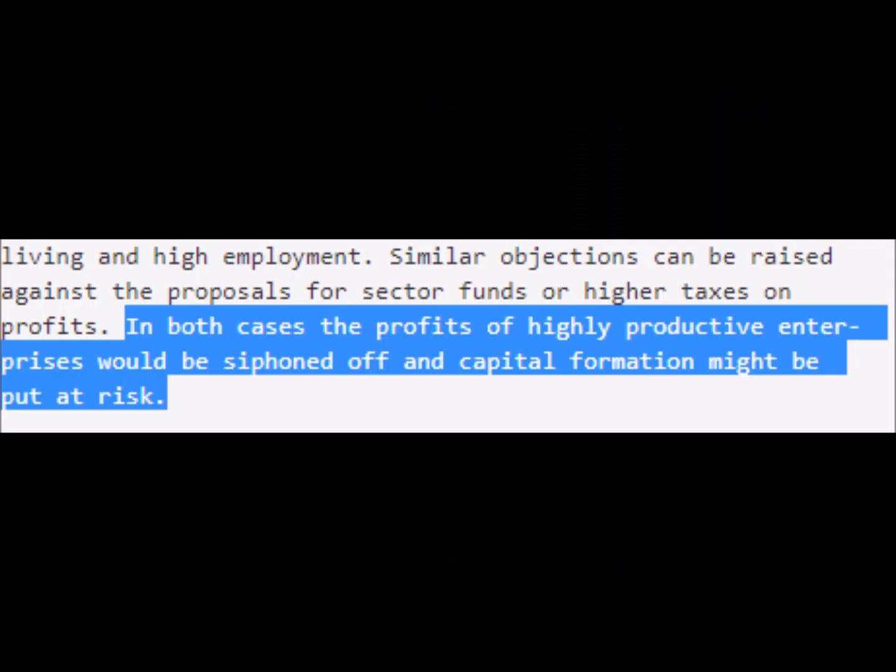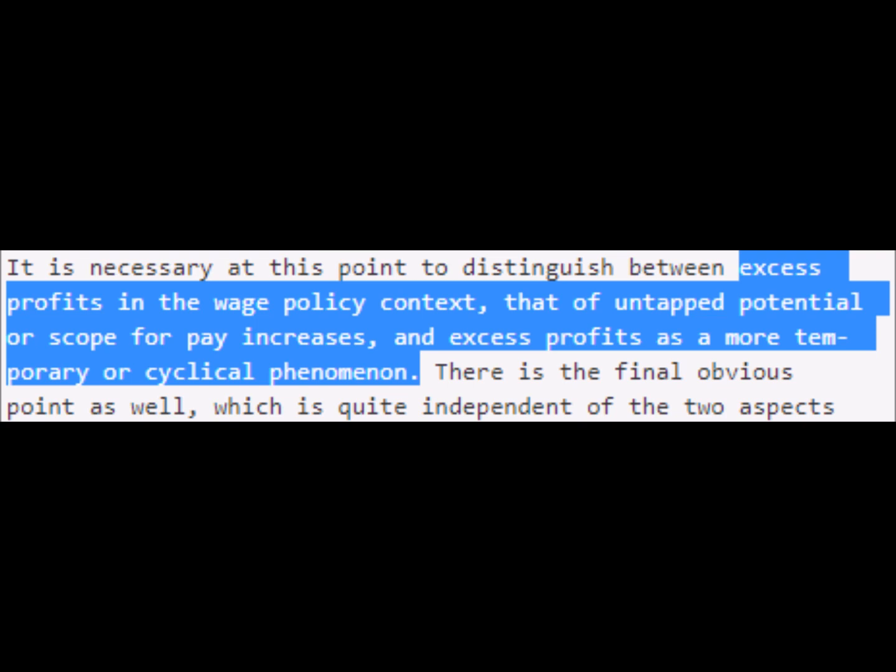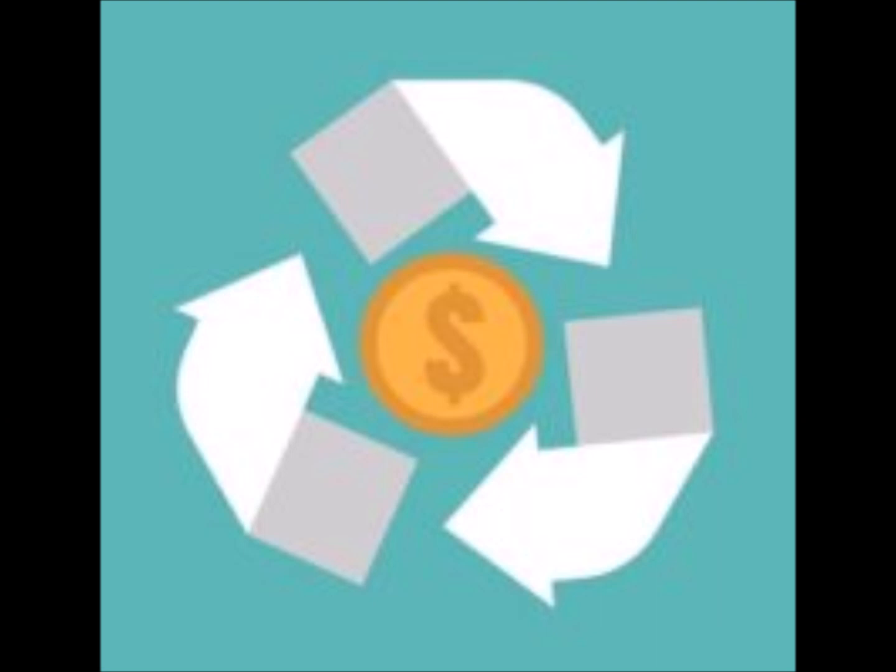The second proposition, that a higher corporate tax would hurt economic growth, is in this particular context true enough. In the quoted book, Meidner makes the point that there simply exist different types of profits. Quote, "excess profits in the wage policy context, that of untapped potential or scope for pay increases, and excess profits as more a temporary or cyclical phenomenon." End quote. There are times when a corporation's profits are reinvested in equipment and expansion, and then there are times where it is simply pocketed by shareholders.